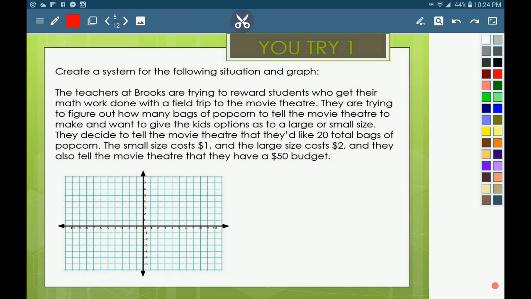Now I'd like you guys to give this a try. You're given your own system. I want you to create it. First, define your variables. Ask for help if you need it. This is a tough example, so make sure you raise your hand and ask for help if you need it. So identify your variables and start to construct two different equations. One having to do with the total bags of popcorn and the other having to do with the price.